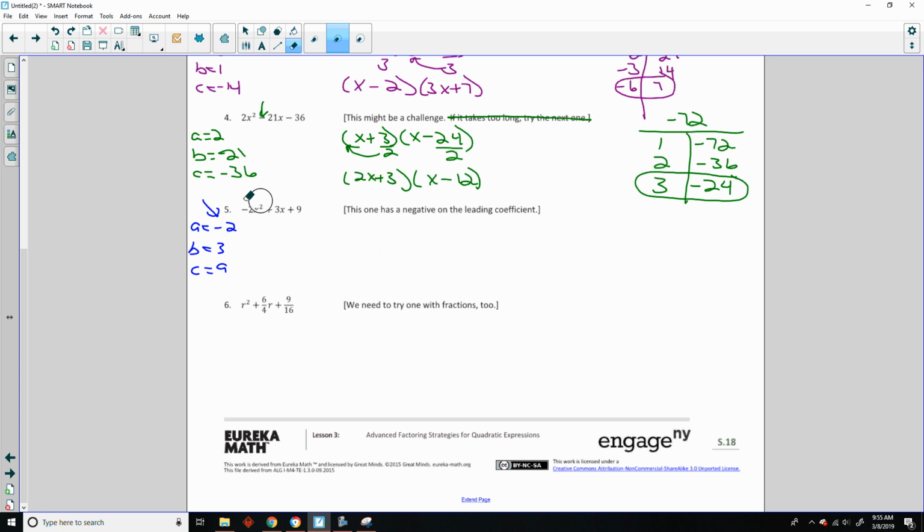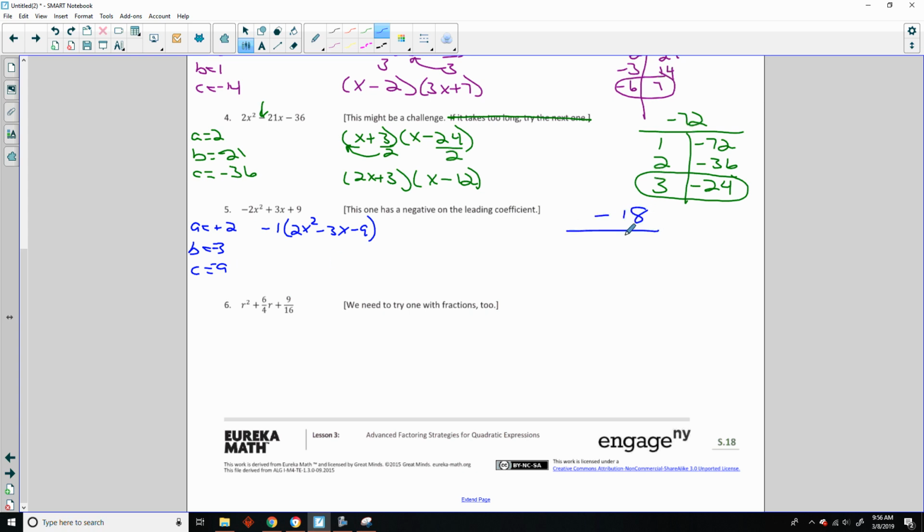So I'm going to fix this. What we need to do here, if you're going to use the beats method, is factor out a negative. So I'm going to rewrite this as negative 1 times 2x squared minus 3x minus 9. Okay, and then I'm going to work with this middle inside here. So now a is positive 2, and b is negative 3, and c is negative 9. So I'm still going to do factors of 2 times negative 9, which is negative 18. I should not have erased this.